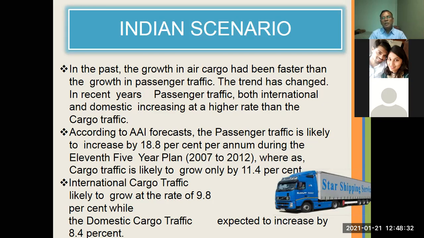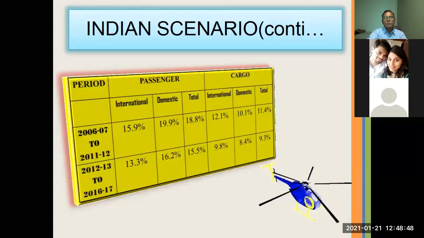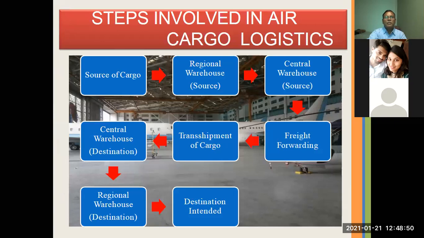And in that, there is again an international and domestic division. International cargo traffic is around 9.8%, whereas domestic cargo traffic is around 84%. These are just estimates from the Airports Authority of India. So these are also some figures, but the figures are not important.